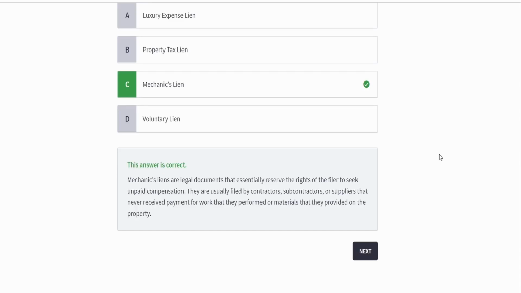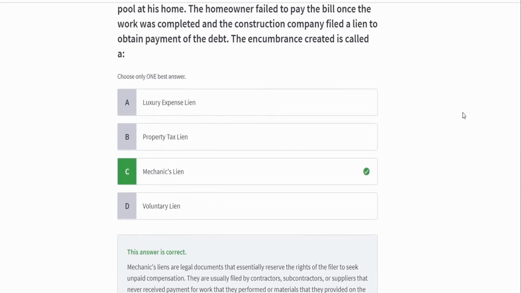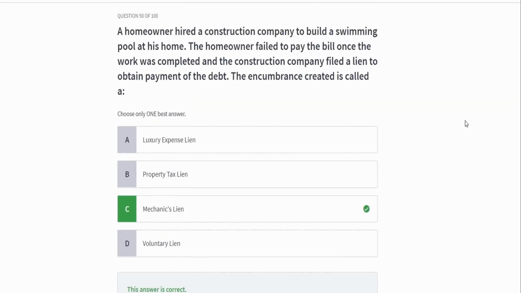They're usually filed by contractors, subcontractors, or suppliers that never received payment for work they performed or materials they provided on the property. And again, if we dissect this problem, it says a homeowner hired a construction company, but they did not pay the bill. It says right there, they failed to pay the bill. So because they failed to pay the bill, a contractor or subcontractor can file a mechanics lien so that they can get their unpaid compensation. Understand? Hopefully. But yeah, that's a pretty fun one.